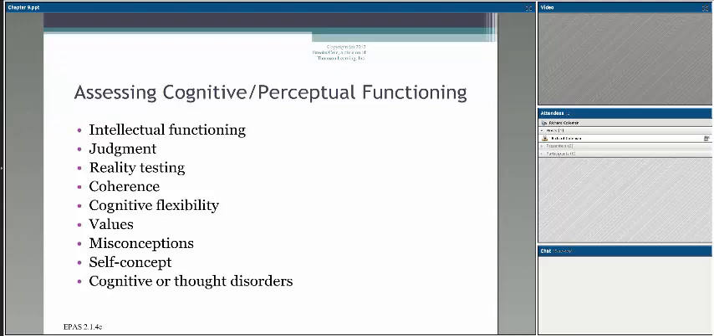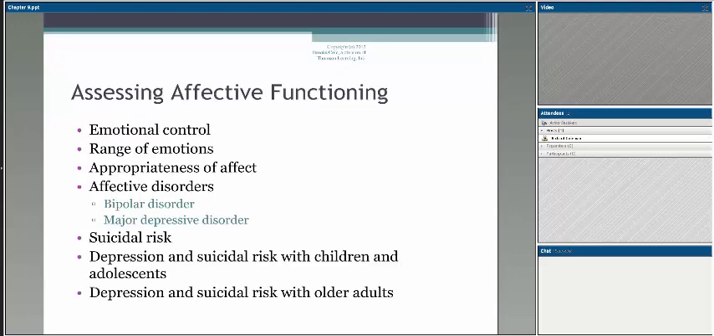Or are there values that people hold on to that actually create stress or dysfunction in the context of relationships or even their own interpersonal functioning themselves? So these are things that you have to pay attention to in terms of the assessment as well, because they're very, very important.